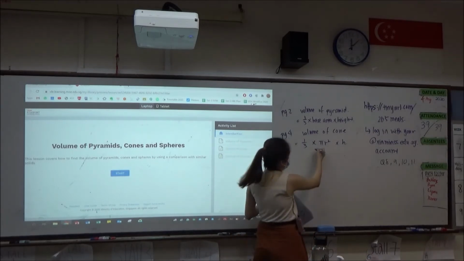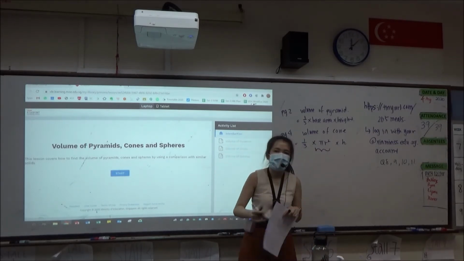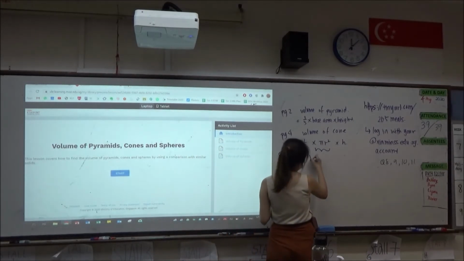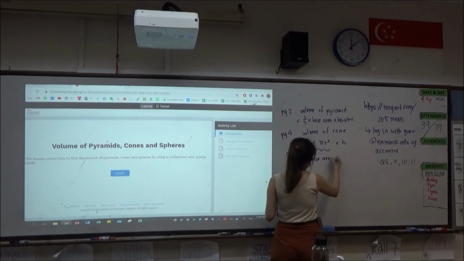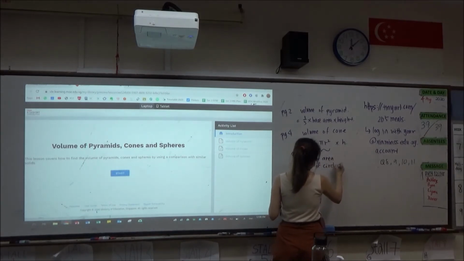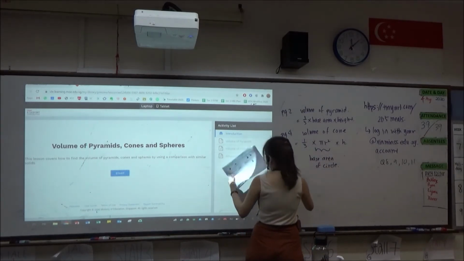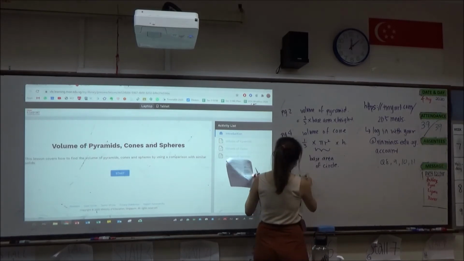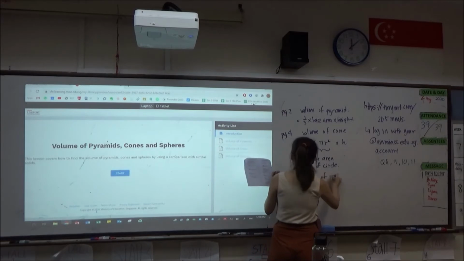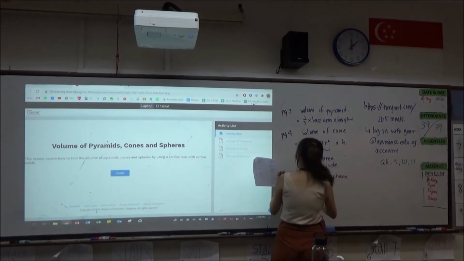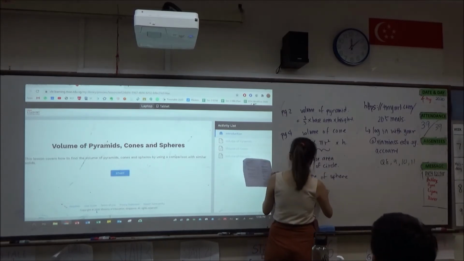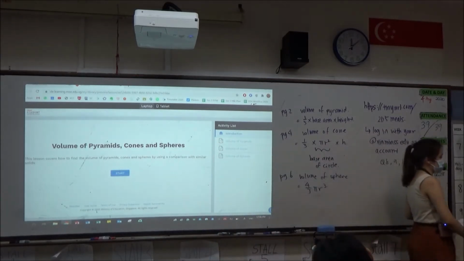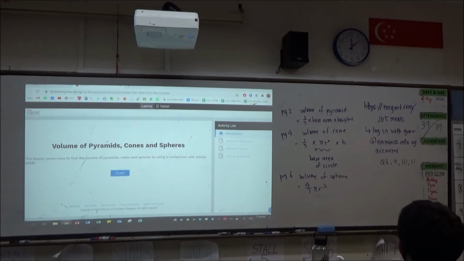Pi r squared is the formula for what? Area of circle, right? So it's the base area of the circle. And then on page 6, we have volume of sphere, which is 4/3 pi r cubed. So we have these three formulas, and you've got to remember them.